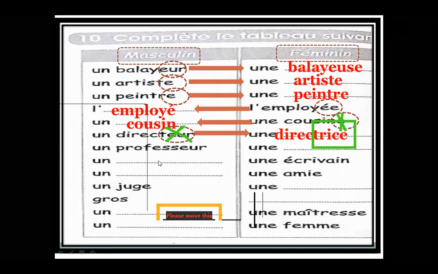Professeur, this type of word like professeur, it's irregular. So we will put only E. We just add this letter to it.